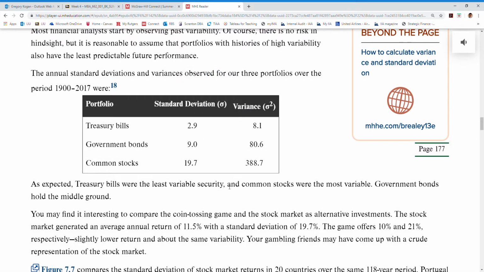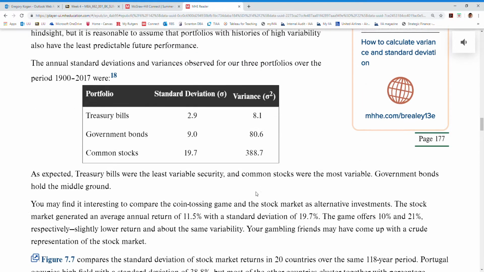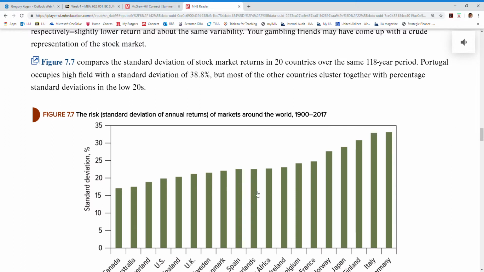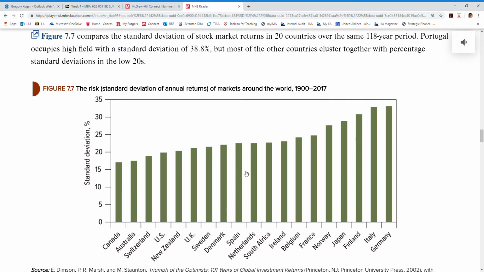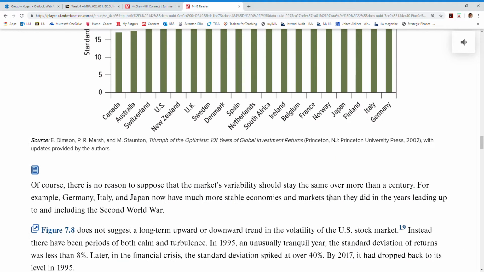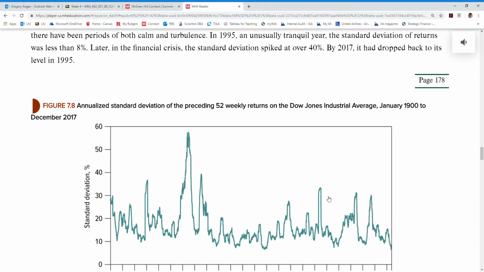So with that said, we're looking at the markets around the world, risk-adjusted, the standard deviation. So here we see, if you want to look at how risky different markets around the world are, you could see that the risk actually goes quite a bit up with different countries, meaning the variability of returns is quite a bit higher.